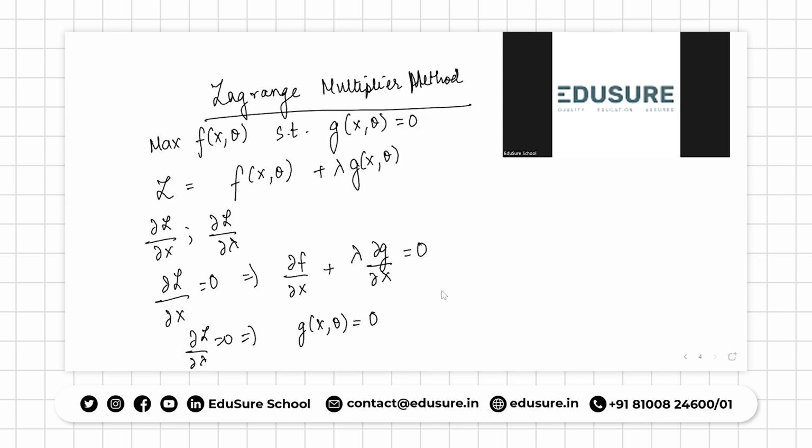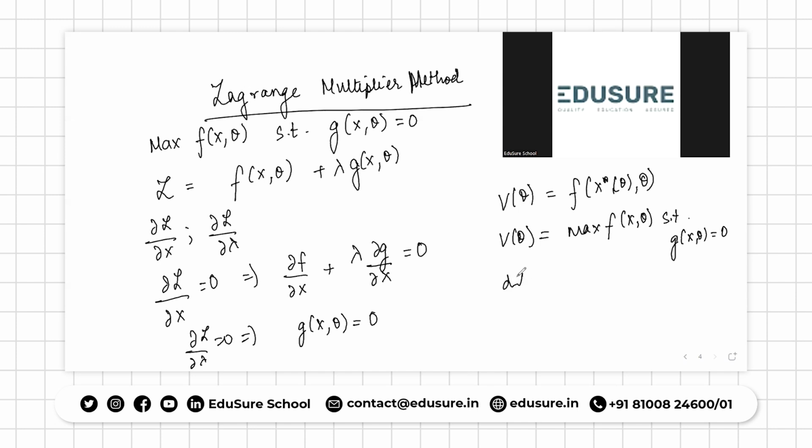So the value function that we saw earlier was basically f of x star. Okay. So it's nothing but maximizing my f subject to the constraint. Okay. So we differentiate the v, which is basically equal to, again, the same thing. This is what we have.